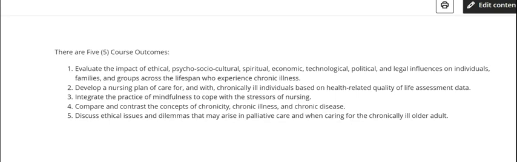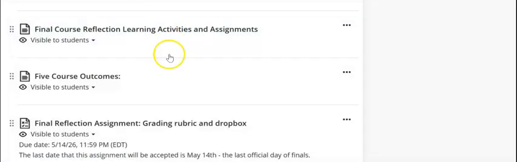We were able to integrate the practice of mindfulness to help us cope with the stressors of nursing. You were able to compare and contrast the concepts of chronicity, chronic illness, and chronic disease, the similarities yet differences of each term. And finally, the fifth student learning outcome for this course was to be able to discuss ethical issues and dilemmas that arise in palliative care and end-of-life care when caring for the chronically ill, and we really focused on the older adult. So those were our learning outcomes, right?